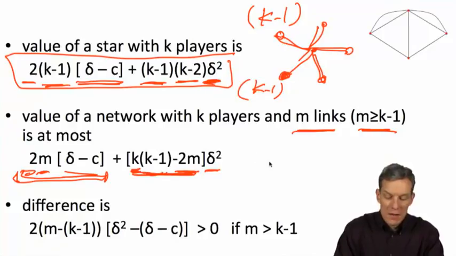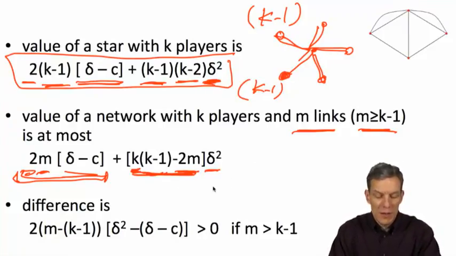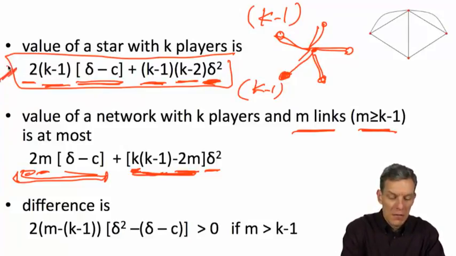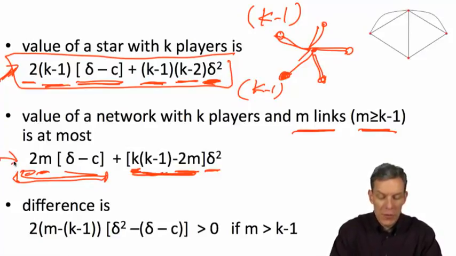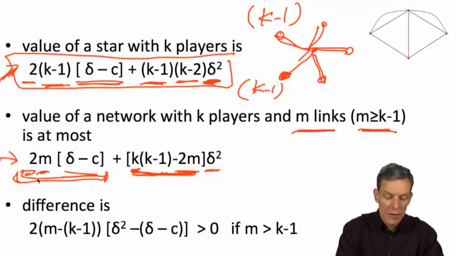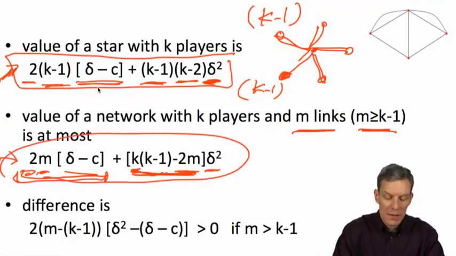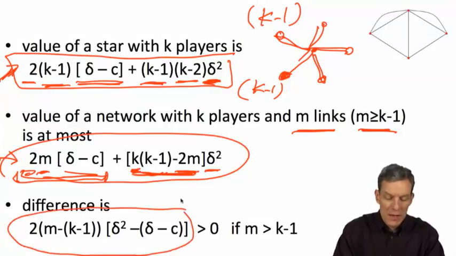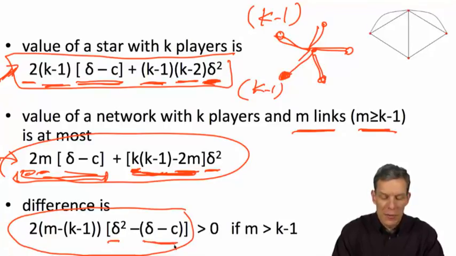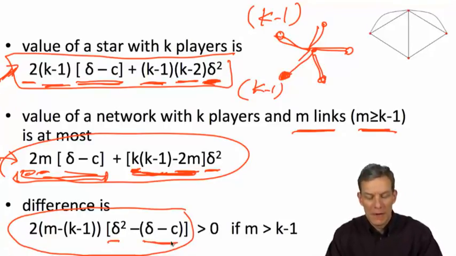Okay, so let's take the difference between these two. So take this expression, subtract off this expression, and what do we get if you subtract this from that? Well, you can do the arithmetic. The difference is going to turn out to be 2m minus k minus 1 times delta squared minus delta minus c. Okay?